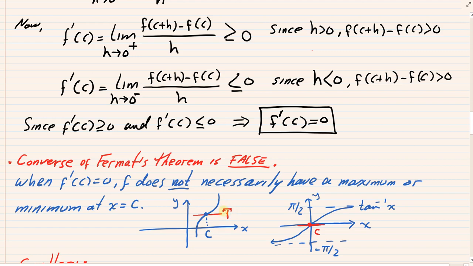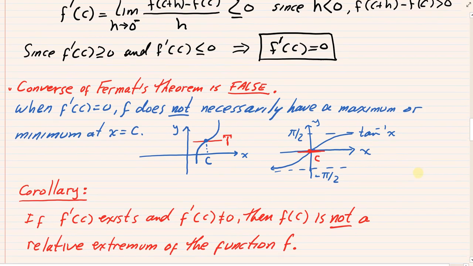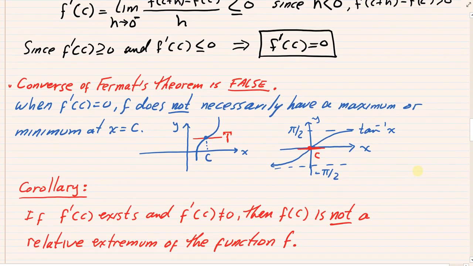Now, a corollary to this reads that if f prime at c exists and f prime at c is not 0, so the derivative at c exists but it's not 0, then f at c cannot be the max or the minimum of the function. So f at c is not a relative extremum of the function f.